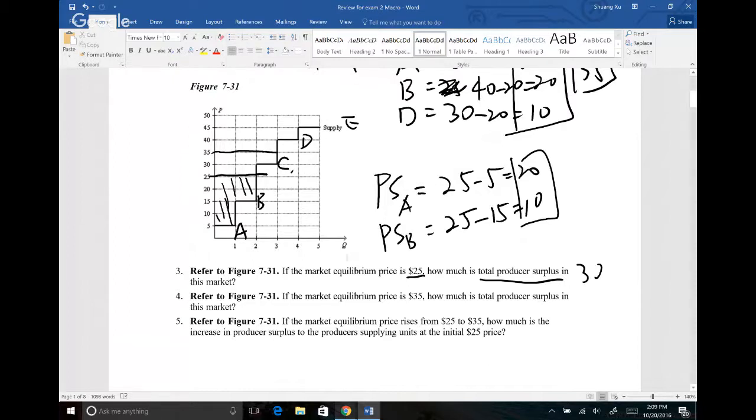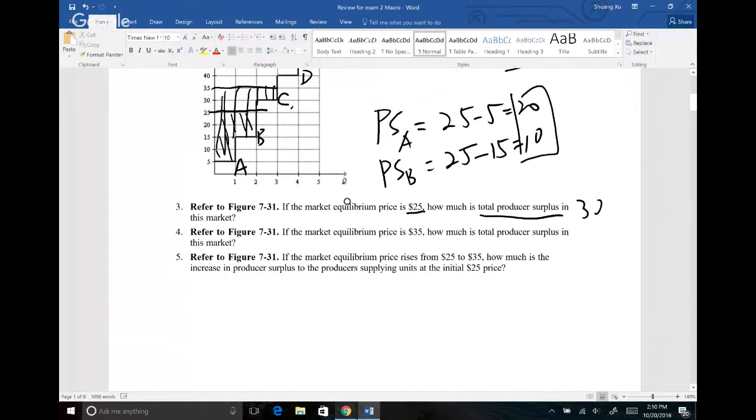So your new producer surplus is everything below the line. All right, so at $35, 3 producers will sell. So producer A, producer B, producer C. So let's do producer A. Now the price is 35. His cost is 5, so profit is 30.